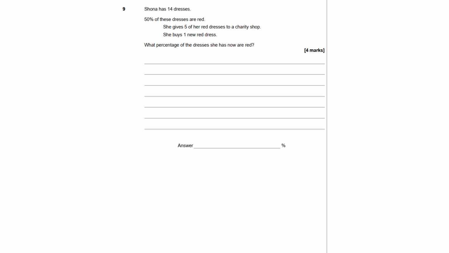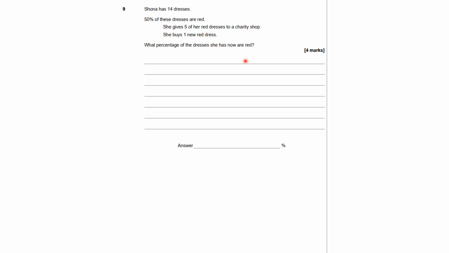So again, I'm reading this for the first time, so I'll read it out. So Shona has got 14 dresses. Well done, Shona, that's quite a lot of dresses. And 50% of these are red. She gives 5 of her red dresses to a charity shop. And then she buys 1 new red dress. So what percentage of the dresses she has now are red?